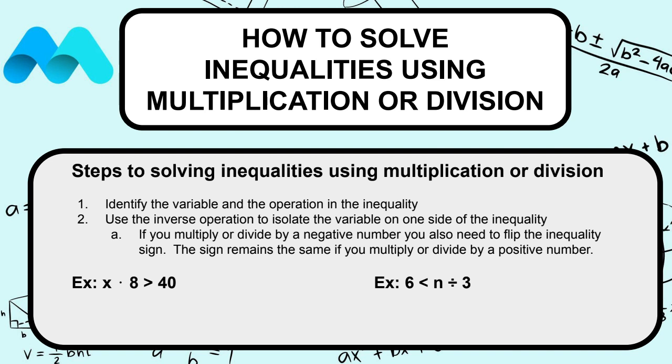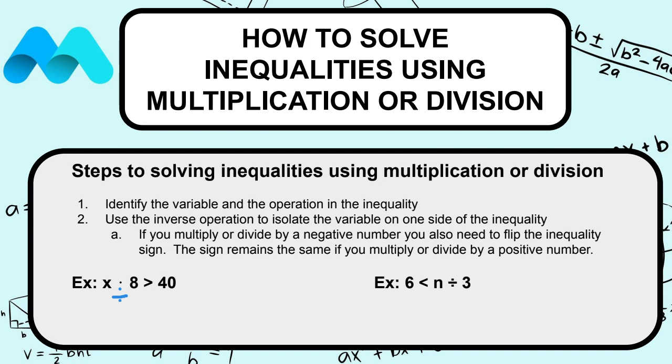So I need to identify what's the variable. The variable is x. What is the operation? The operation is multiplication. So I need to then use the inverse operation to isolate the variable on one side of the inequality. This word inverse means opposite. So I need to use the opposite of multiplication, which is division. And I'm going to write that in here, and then I want to get back to what 2a is.